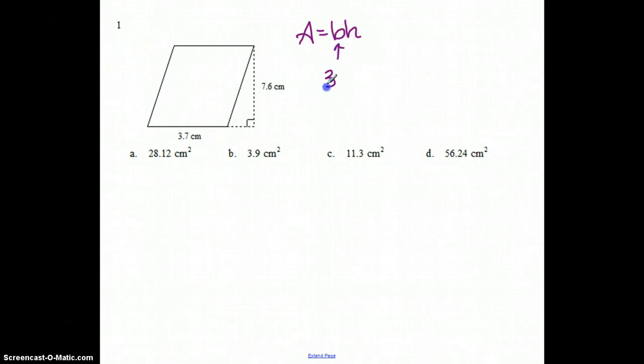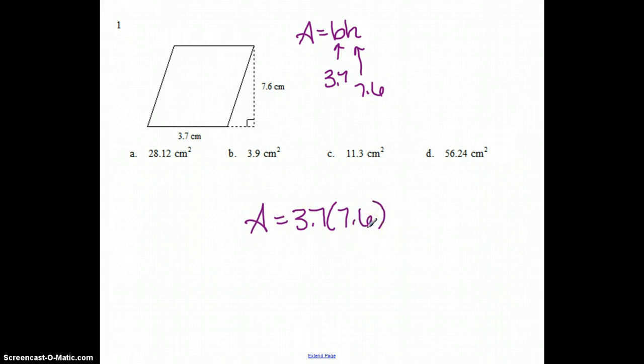So base in this one is 3.7, height is 7.6, so that means that area is going to be 3.7 times 7.6. So 3.7 times 7.6 is going to give me 28.12. Now because this is area, it's got to be squared, so it's centimeters squared, so my answer would be A.